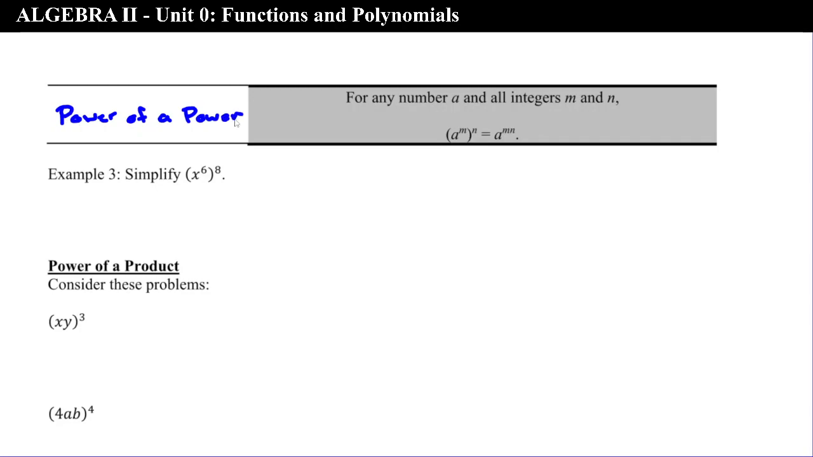For any number a and all integers m and n, a to the m to the n equals a to the mn. So let's do an example of this. We have x to the 6th to the 8th. Well, to find the result, all we have to do is x to the 6 times 8, and that gives us x to the 48th. And that's it. That's our example.